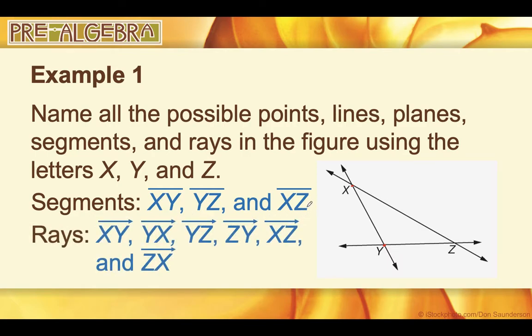And then your rays, you've got ray XY, ray YX. Again, these two are not the same. Remember, when we're dealing with rays, whatever your endpoint is, it needs to be the first point. So ray XY and ray YX are not the same rays in this illustration here. Ray YZ and so on and so forth. You have 6 different rays here.